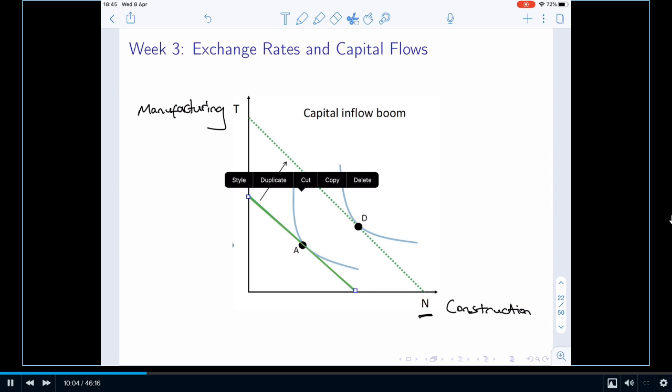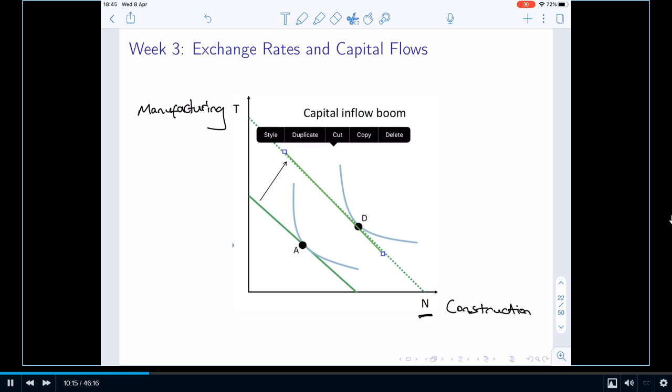What happens when we have a capital inflow? So this production possibilities frontier is shifting out. Why is it shifting out? Well, when you have a capital inflow, you essentially have more resources in the aggregate, which means, for example, you could think of this as a parallel rightward shift. You could have the same amount of manufacturing, allocate the new capital to the construction sector and have more construction, right? Or you could have the same amount of construction, more manufacturing, or you could have more of both.